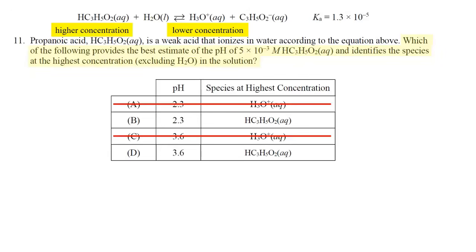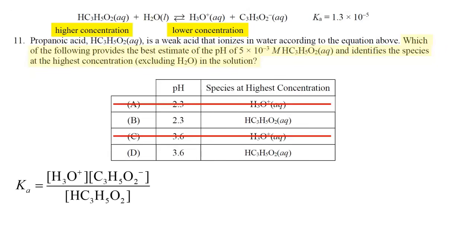Now let's see if we can calculate the pH of a 5 times 10 to the negative 3 molar solution of this weak acid, the propanoic acid. So I'm going to write the Ka expression based on this equation. That would be the concentration of the hydronium ion times the concentration of the conjugate base, C3H5O2-, divided by the concentration of the propanoic acid, and that is equal to the Ka, which is 1.3 times 10 to the negative 5.